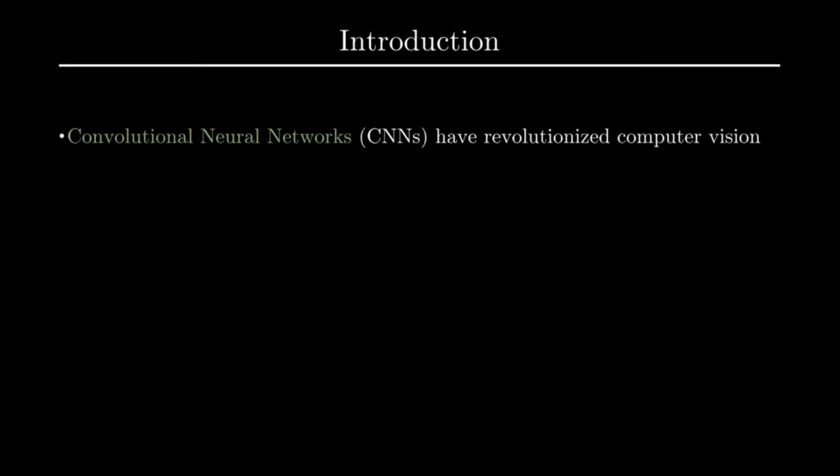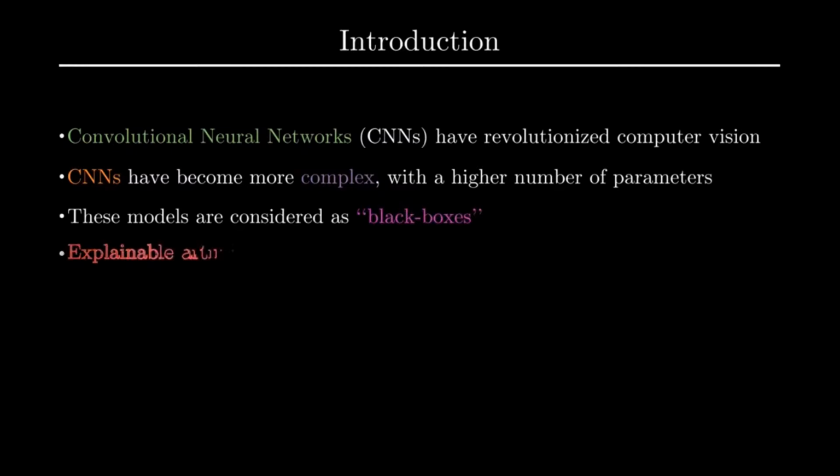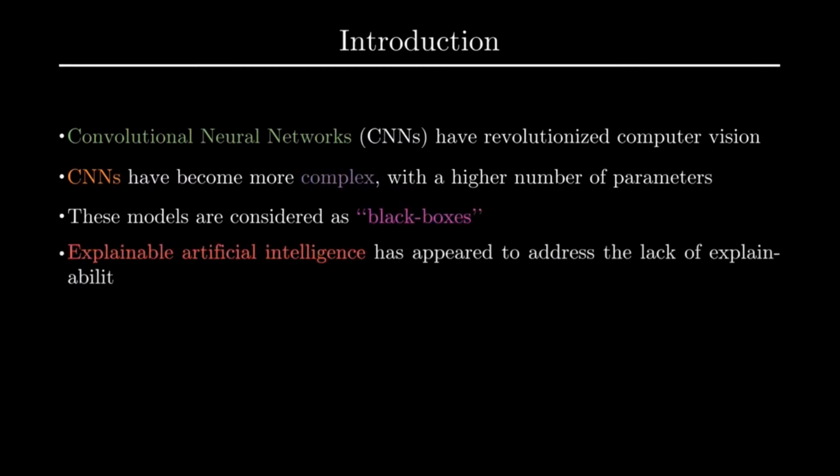Convolutional neural networks have revolutionized computer vision, with applications to various tasks such as object detection and identification. Since the first models, they have called attention with competitive results. CNNs have become more complex, with a higher number of parameters. These models are considered black boxes, implying that one cannot explain their decisions. Thus, explainable artificial intelligence has appeared to address the problem and avoid wrong interpretation of the results.